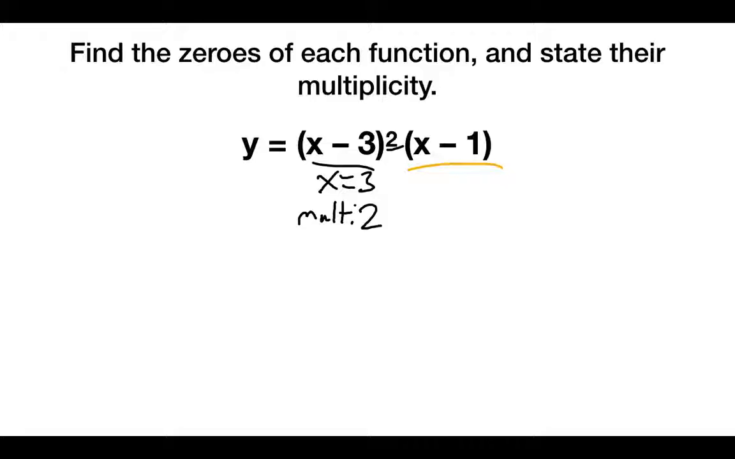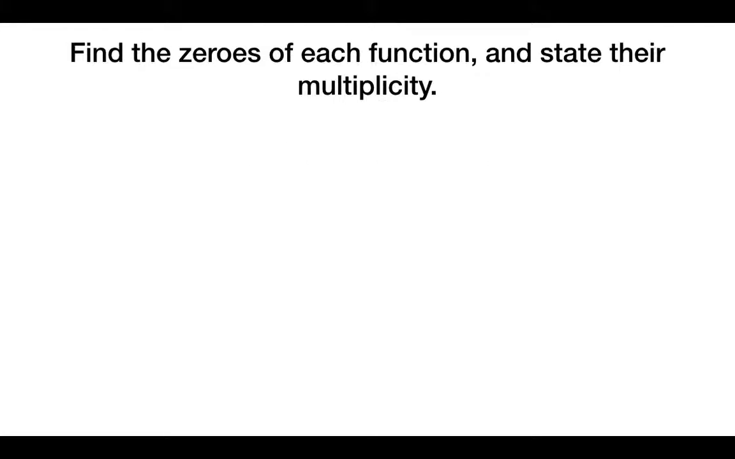On this second one, x minus 1 means x would have to equal 1. And if we had a multiplicity, it would be to the first power, although there's really no multiplicity in this case. Let's look at this next one.